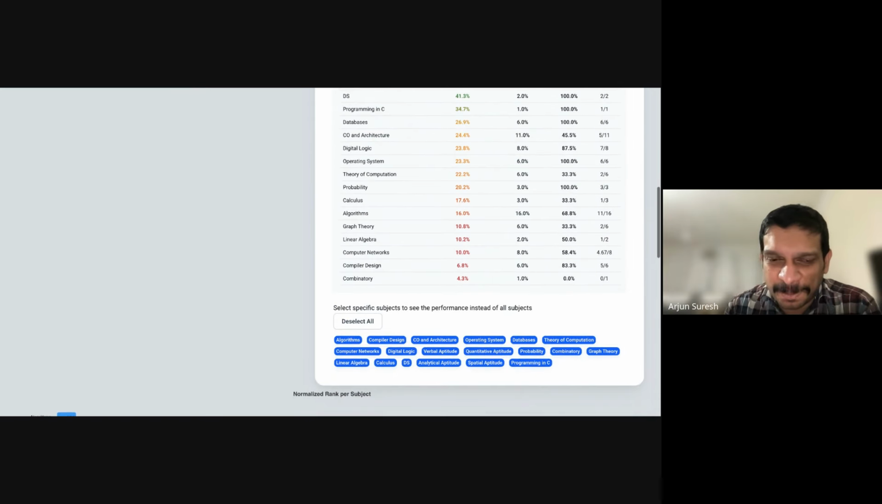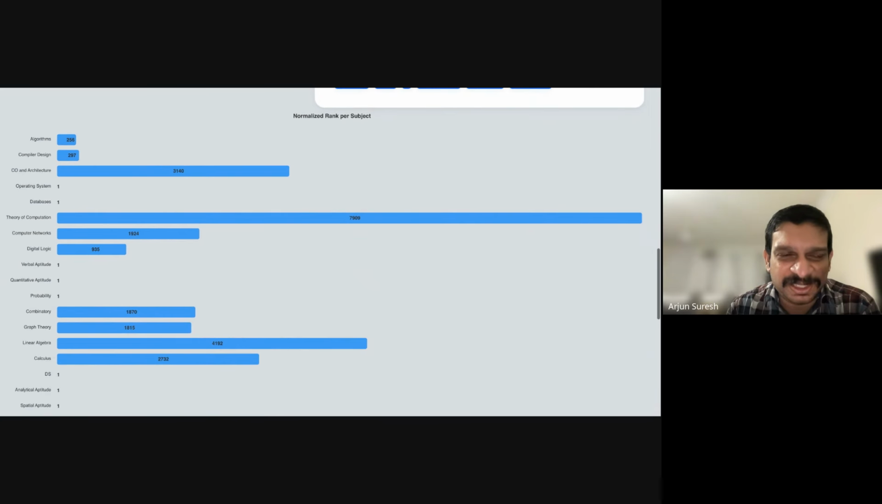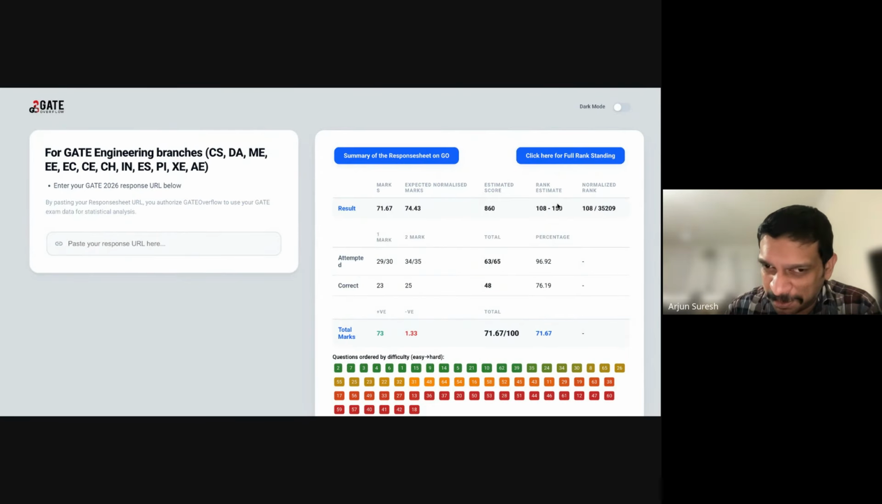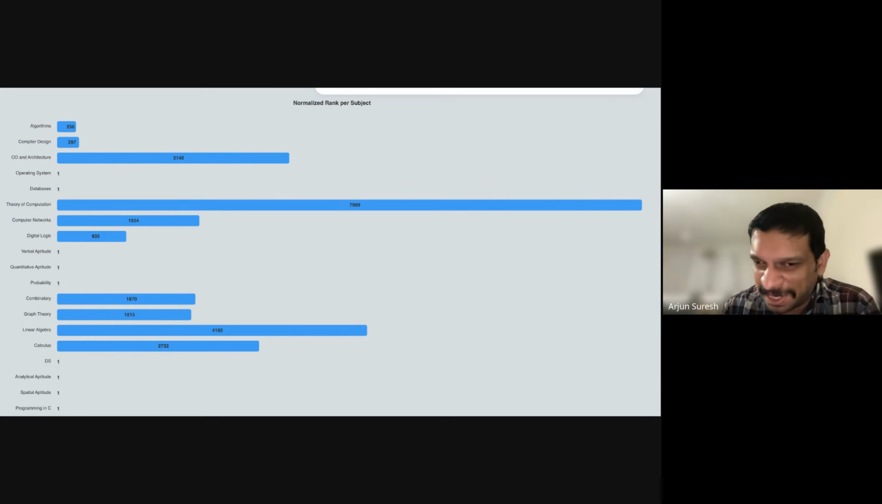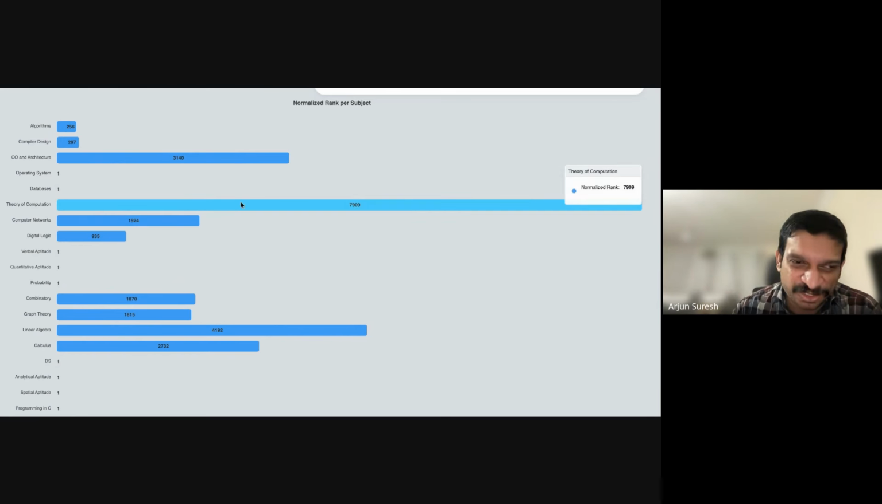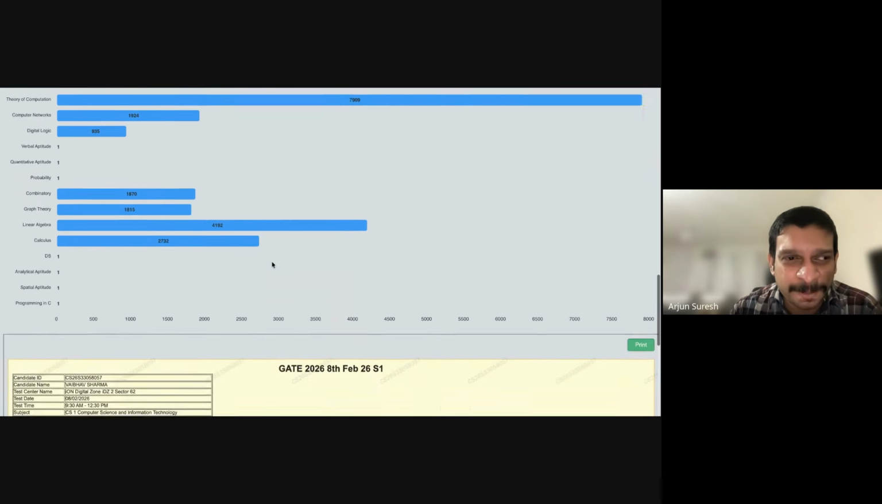And then one more feature which is added this year is the rank per subject. You can see that the estimated rank for the GATE CSE is 108 to 150. But here, say if the GATE had only one subject, that is what is shown here.